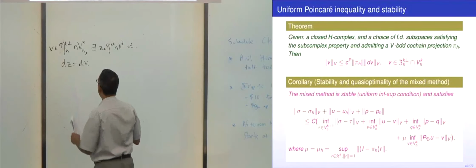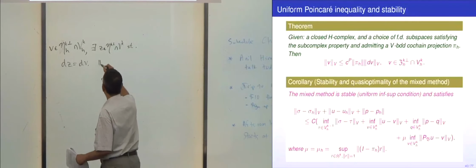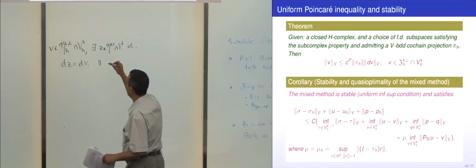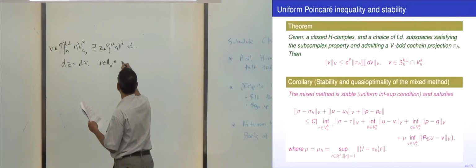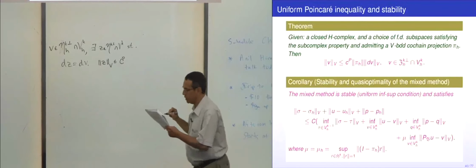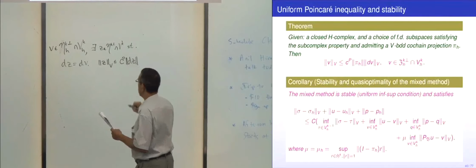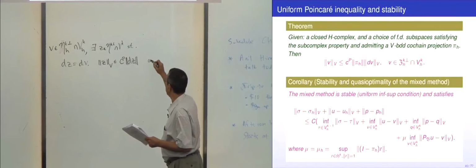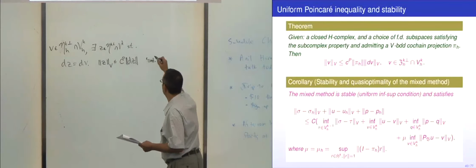Now I use the Poincare inequality at the continuous level, and since z is orthogonal to the null space of d, the norm of z is less than the Poincare constant times the norm of dz. So this is by the continuous Poincare, where continuous, of course, is in quotes, but it's the Poincare constant for the original Hilbert complex.